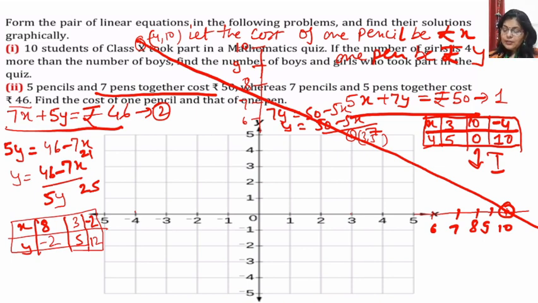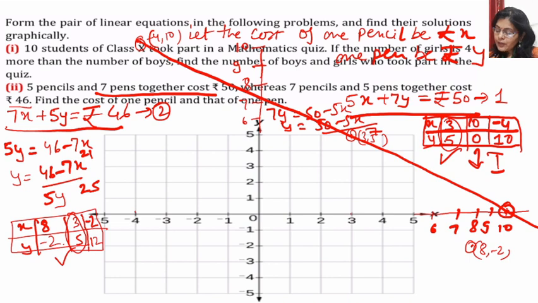Now the next is 8 and minus 2. 8 is over here and minus 2 is over here. So we'll get 8 and minus 2 here. And 3 and 5 here. You can see from here itself that 3 and 5 are common. So this 3 and 5 is the coordinate where the lines will intersect, because these are the common points. So 3 and 5 we have got.